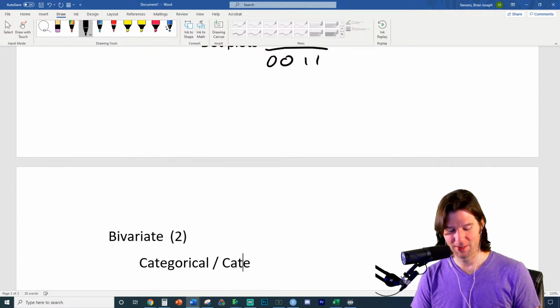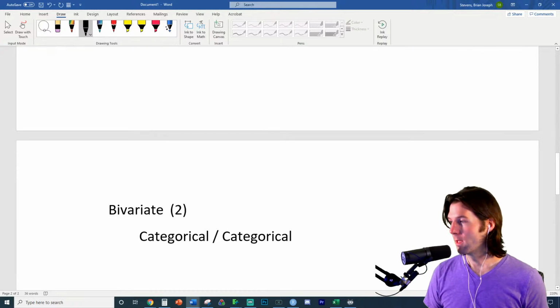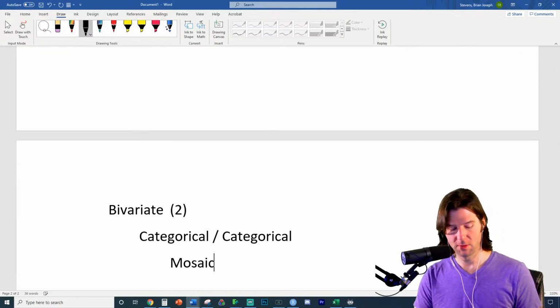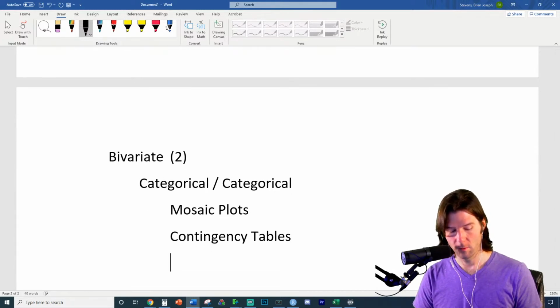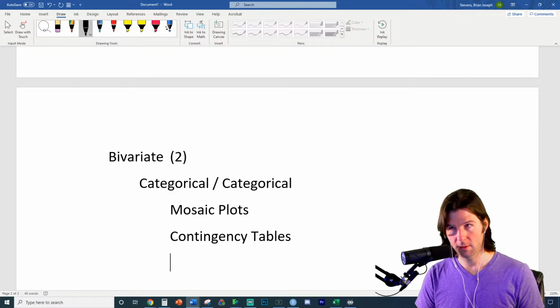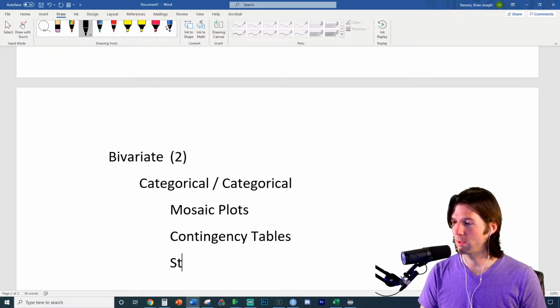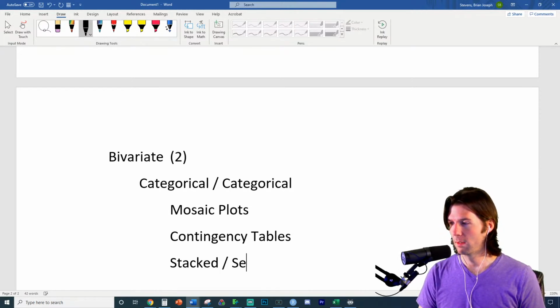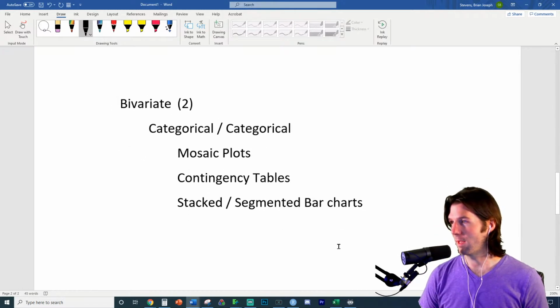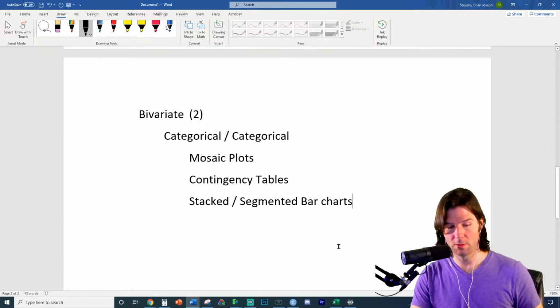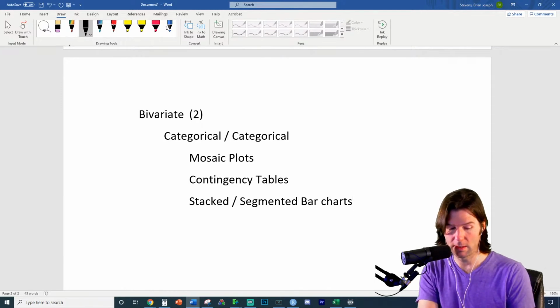We start with categorical. Categorical is going to be things like mosaic plots and contingency tables. And also stacked bar charts. No one cares about these. See, you can't even spell it. Segmented bar charts, they're not a good display. Really what you want to do is look at the mosaic plots and the contingency tables.